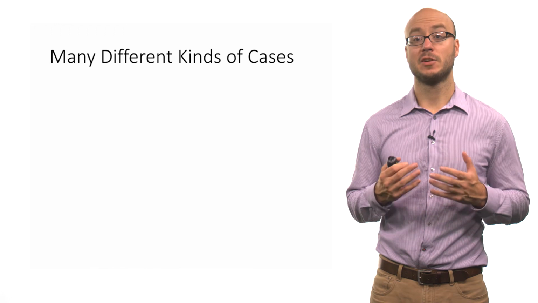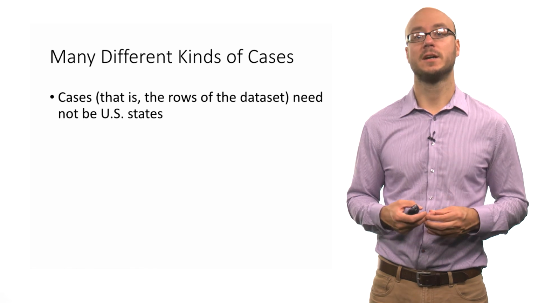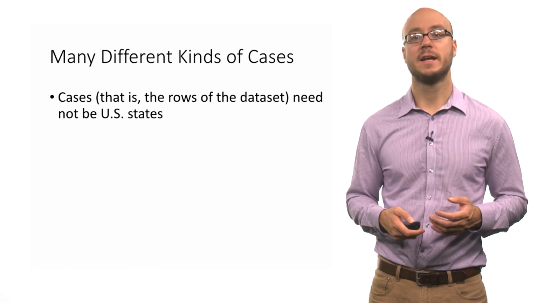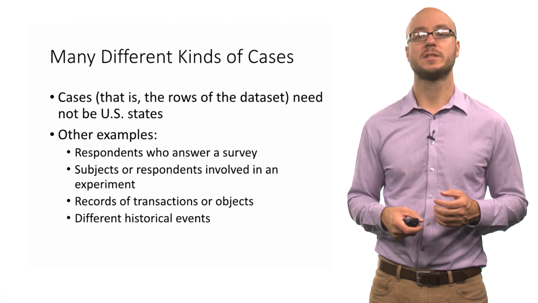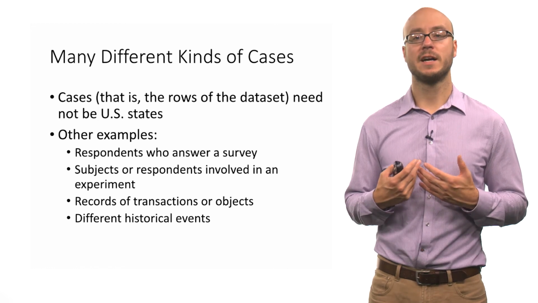Now, one thing to keep in mind is that there are many different kinds of cases that you will encounter in your research and in your analysis of certain kinds of data. Cases, that is the rows of the data set, can be everything from respondents who answer a survey to subjects involved in an experiment to records of transactions or different kinds of inanimate objects. If you're a historian, each row, each observational unit might actually be a different historical event. So in the social sciences and humanities, we encounter lots of different kinds of observational units. But in general, you will encounter that the rows are typically people and the variables are typically characteristics of people. That's because in the social sciences and humanities, our subject matter often focuses on people.